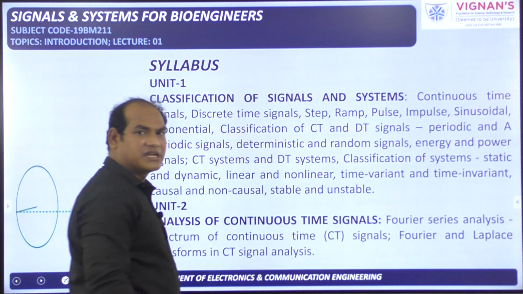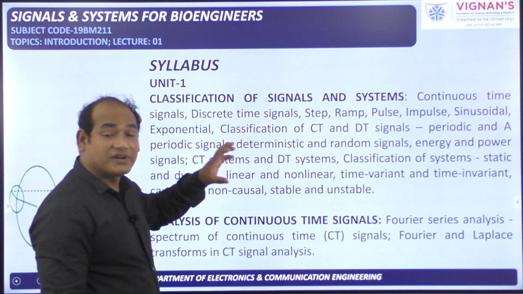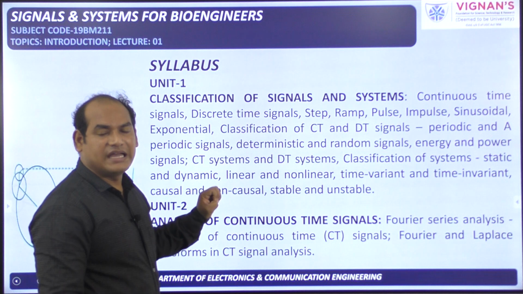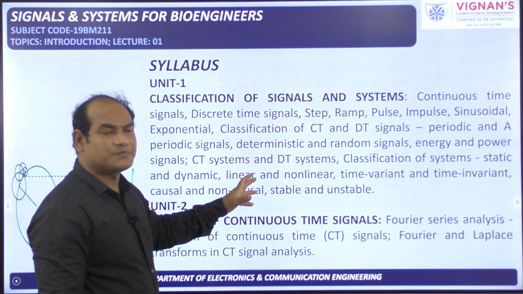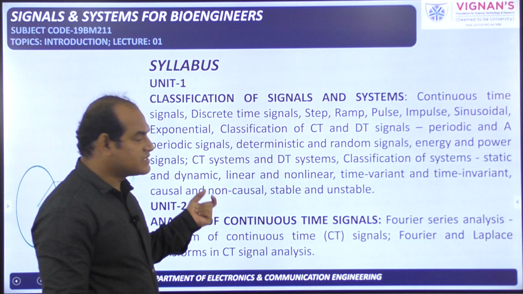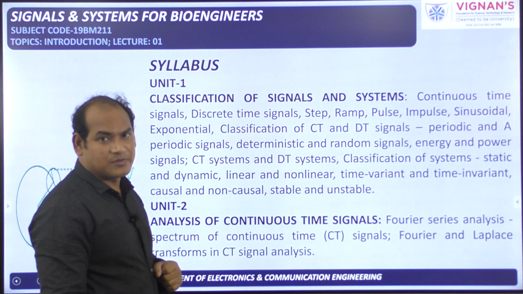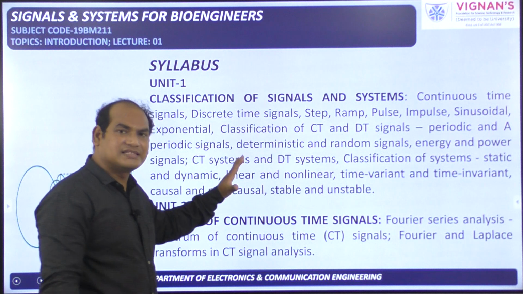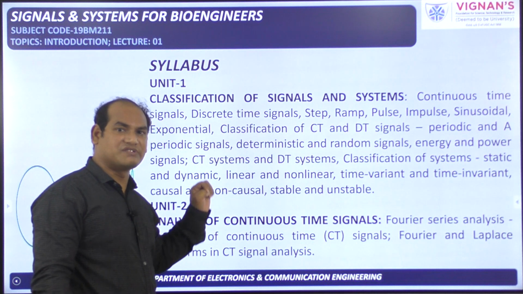All these signals we can define, and different types of systems you will also see: linear system, time invariant system, time variant system, non-linear system, causal and non-causal systems, and stable system and unstable system. So all these signals and systems will be introduced to you in the first unit.